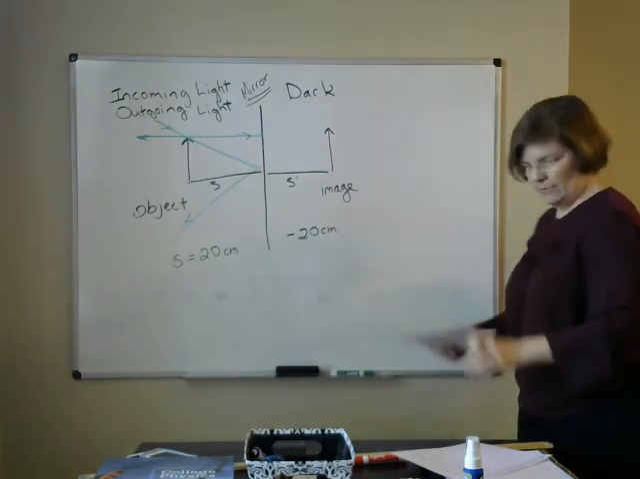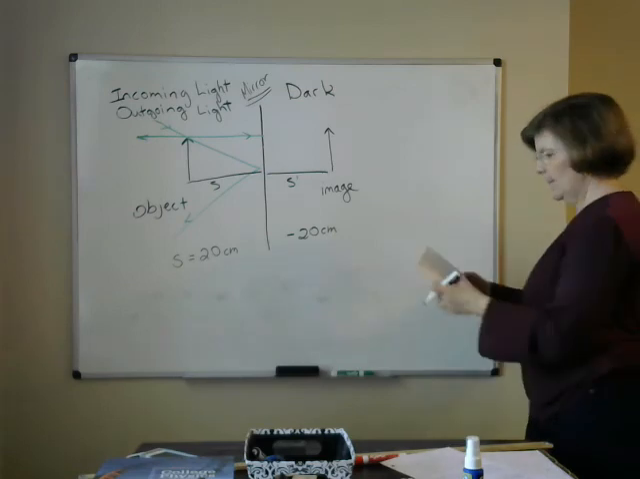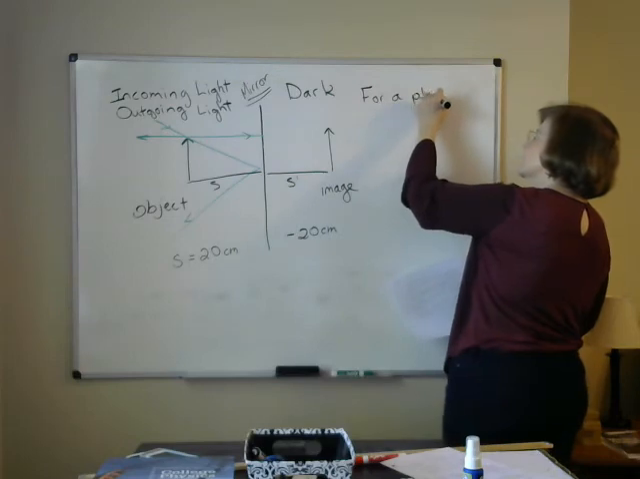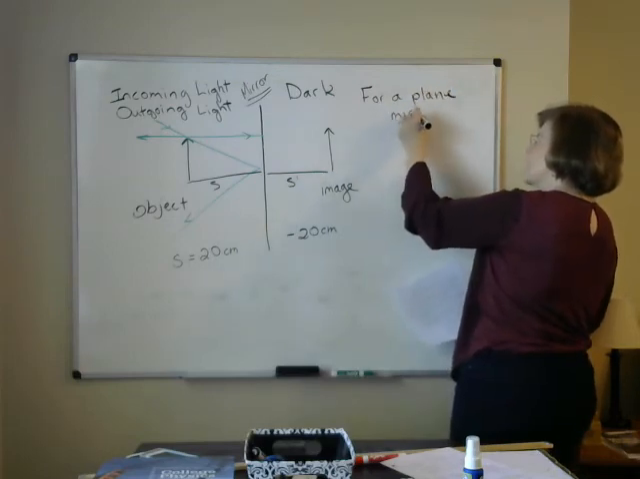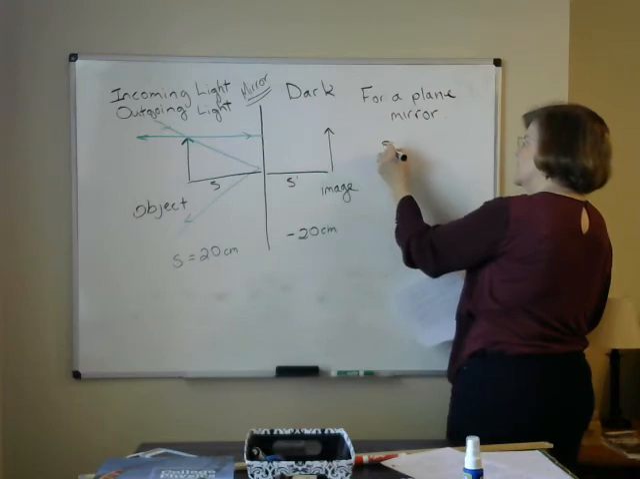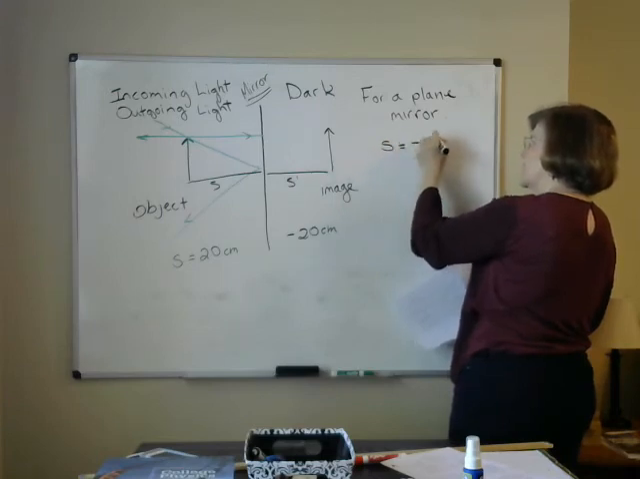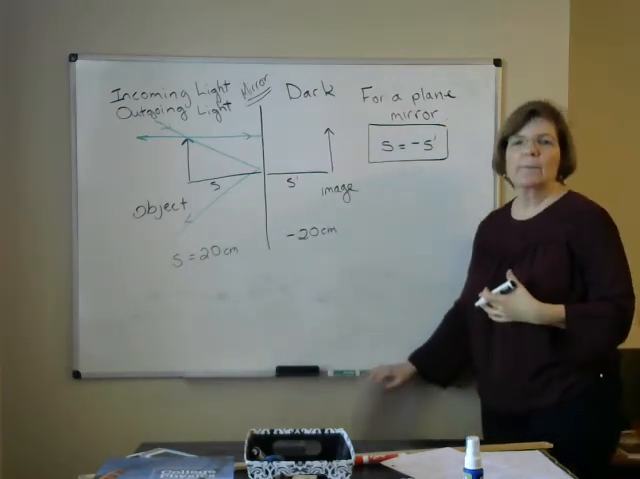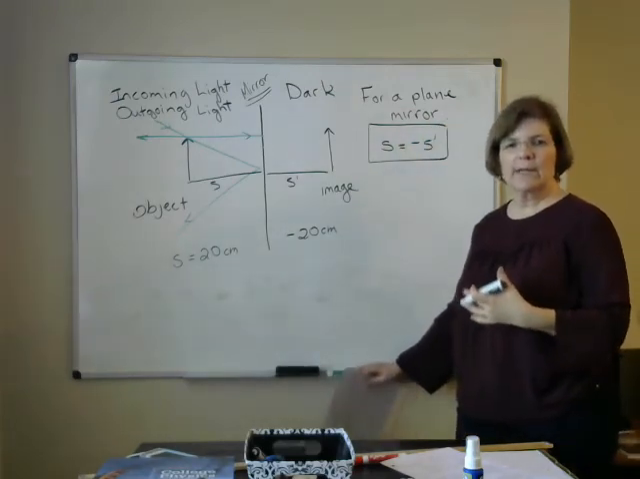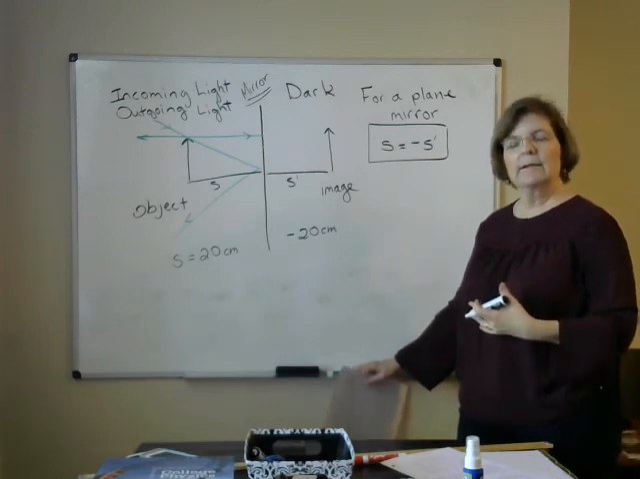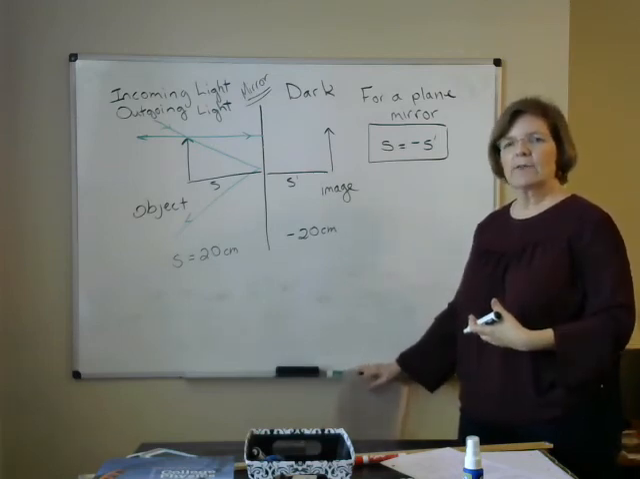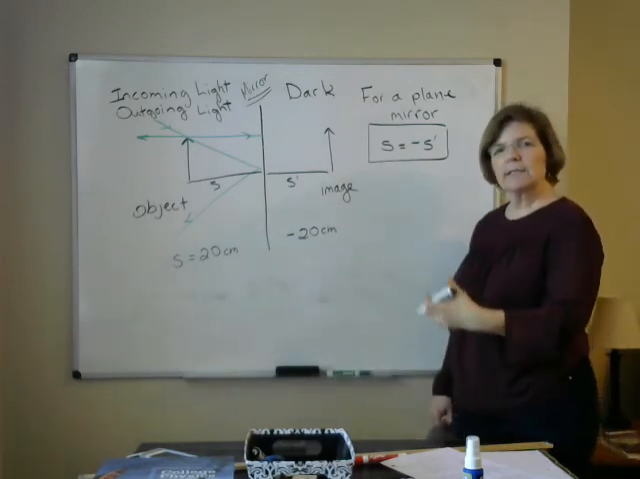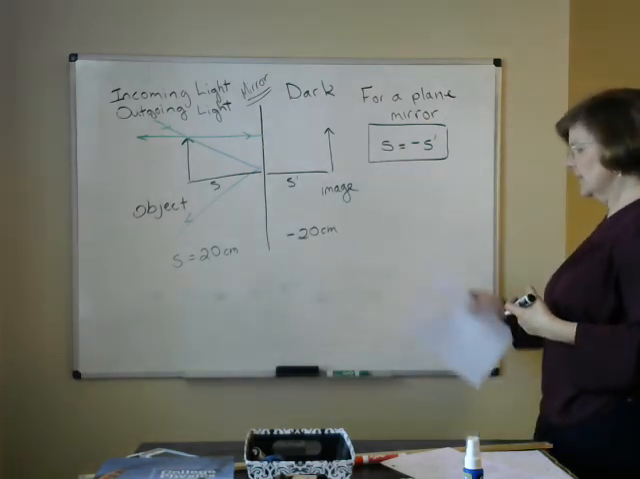For plane mirrors, S is exactly equal to negative S prime. That means if you're standing 3 feet in front of a mirror, your image appears to be 3 feet behind the mirror. The object distance and the image distance are the same in magnitude, but the object distance in front of a plane mirror is positive, the image distance is negative.